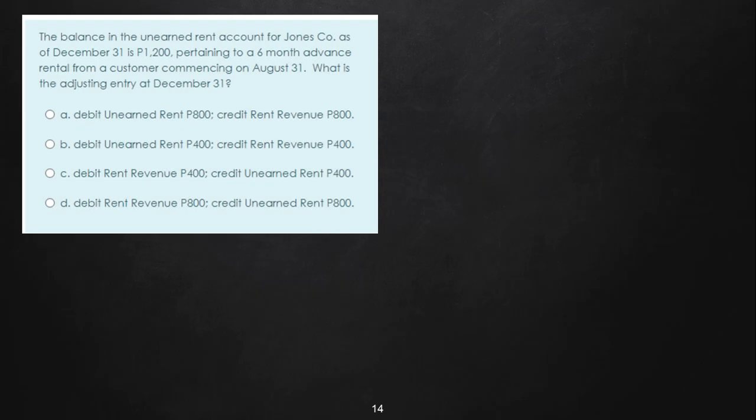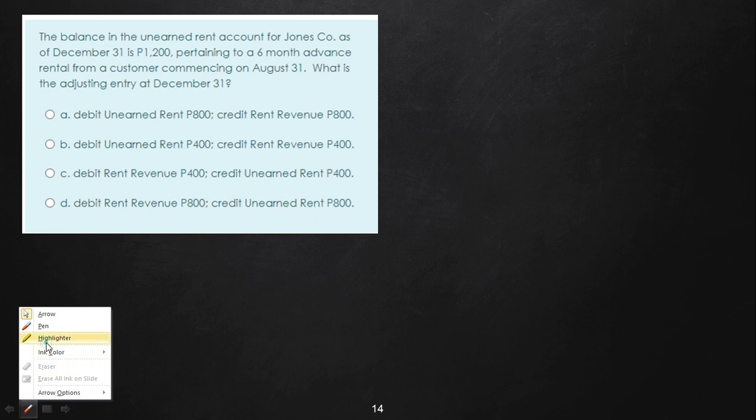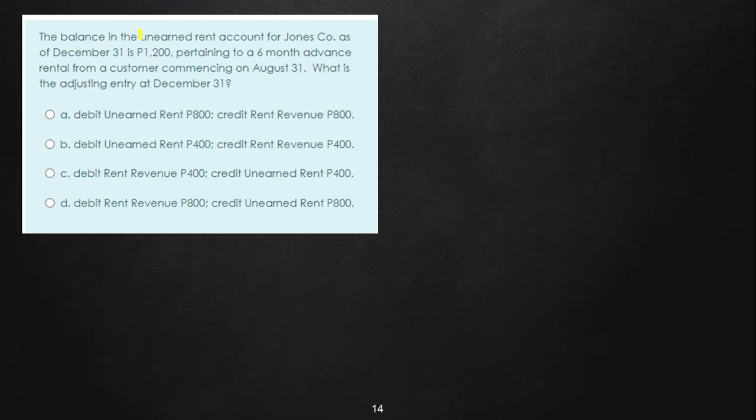So next, the balance in the unearned rent account. So gusto ni siyang pang-highlightan, class. No? Maklaro gid nato kung asa niya ang answer. So unearned rent account kuno. So 1,200 again good for 6 months. And then advance rental from a customer commencing or starting August 31. The period end is December 31.